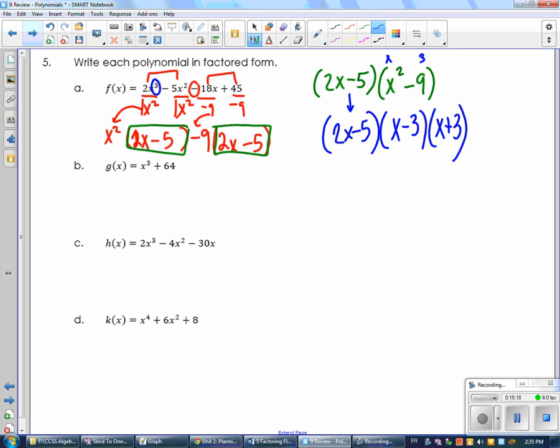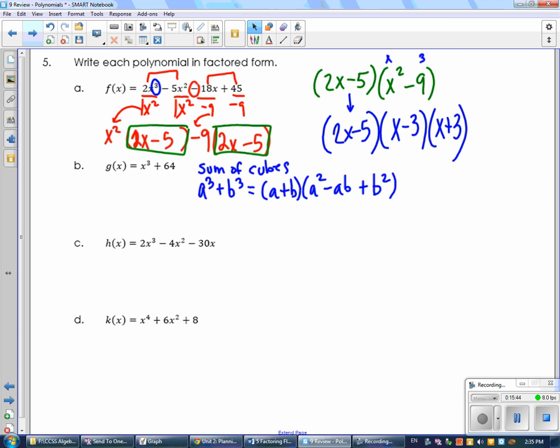I've got g of x is equal to x cubed plus 64. Well, as soon as I see the x cubed and I only have 2 terms, I know this must be the sum of cubes. And the sum of cubes basically says if I've got a cubed plus b cubed, I can break that down to a plus b times a squared minus ab plus b squared.